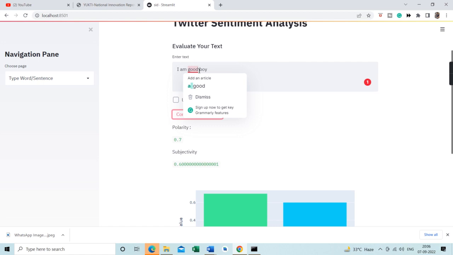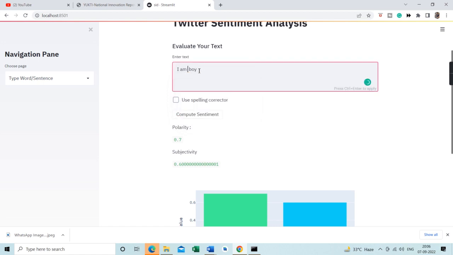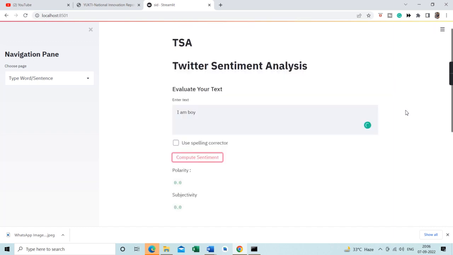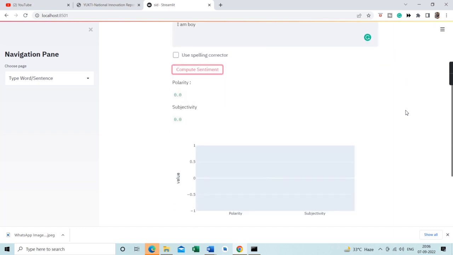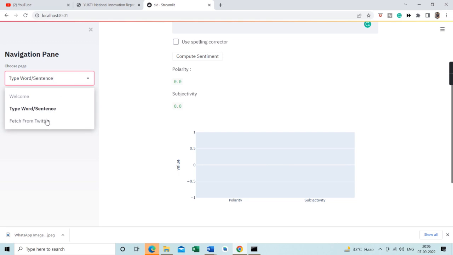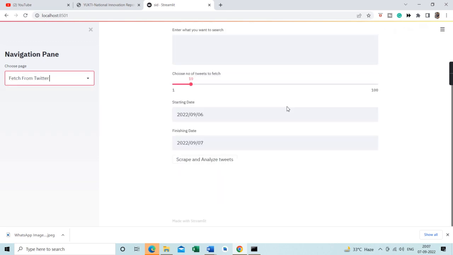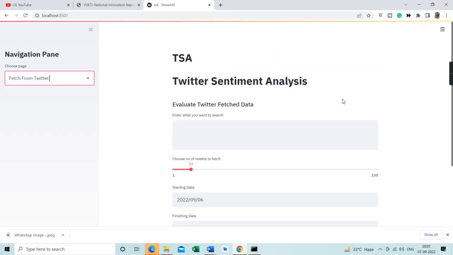If I write here, I'm a boy, then it will give zero value, which is neutral, of course. Now, fetch from Twitter. It will give us the real time tweets on Twitter and their subjective and polarity value. That is the sentimental value.